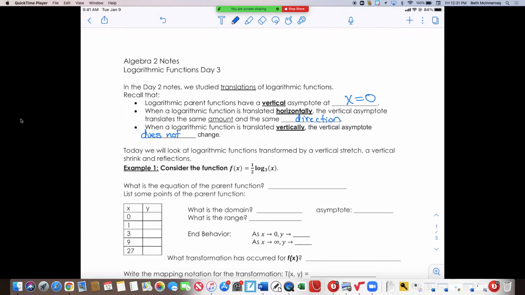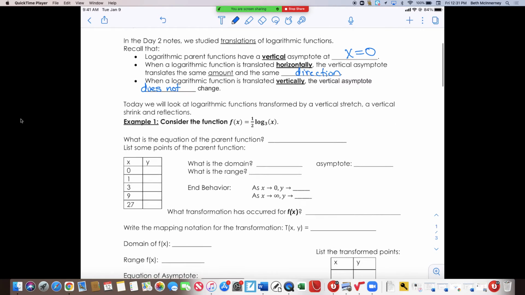Today, we're going to look at a vertical stretch, vertical shrink, and reflections. So consider the function f of x equals 1/2 log base 3 of x. What is the equation of the parent function? Who can tell me? Yeah, Avery? Yeah, log. Now the way we read it is log base 3 of x. That's a base, okay? So we're going to read that as y equals log base 3 of x.